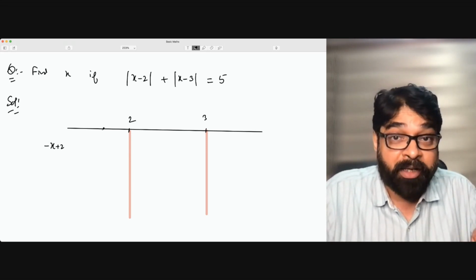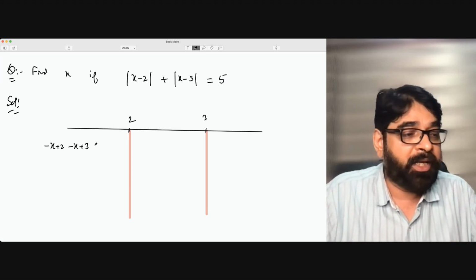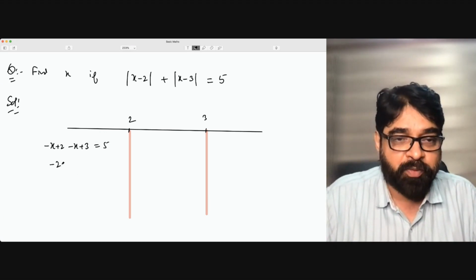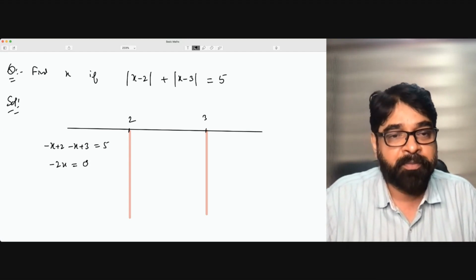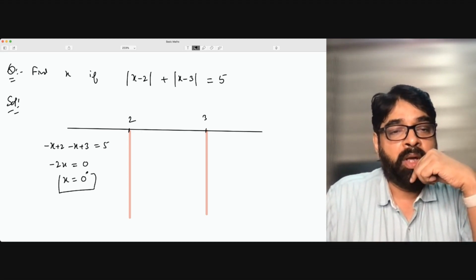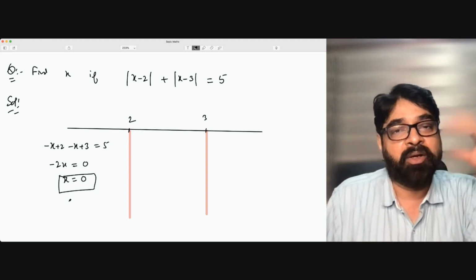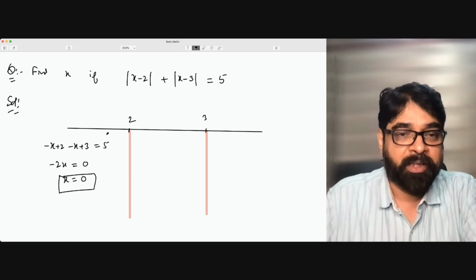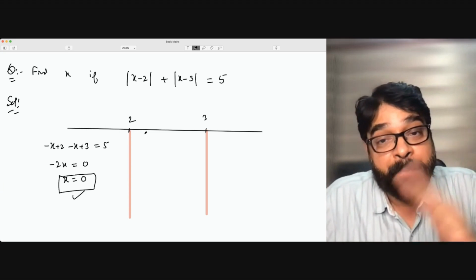X less than 2, I am talking. X is less than 2. So 100% this is also negative. So minus x plus 3 equal to 5. Did you understand? Solve it. Minus 2x plus 5 equal to 5. Minus 2x equal to 0. X equal to 0. I am solving before 2. Is x equal to 0 before 2? Yes, x equal to 0 is there. So it's an accepted answer.